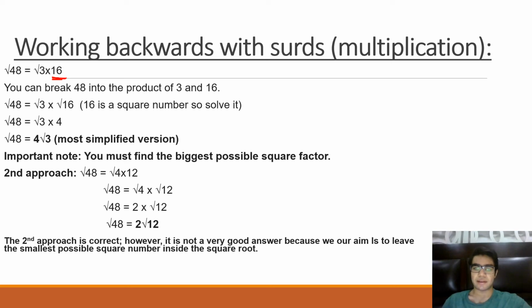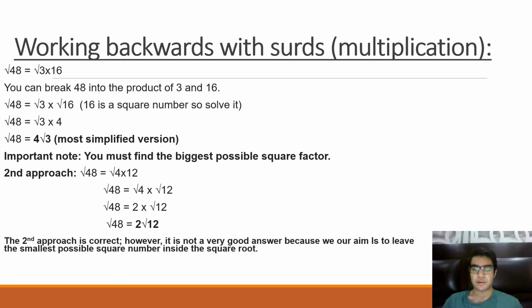So let's see the second approach. We could also have square root of 48 is equal to square root of 4 times 12, because 4 times 12 is also equal to 48, right? These two things are equal, because 4 times 12 also gives us 48 and 3 times 16 also gives us 48. However, I told you that you need to find the biggest possible square factor. So if you simplify this, square root of 48 is equal to square root of 4 times square root of 12.